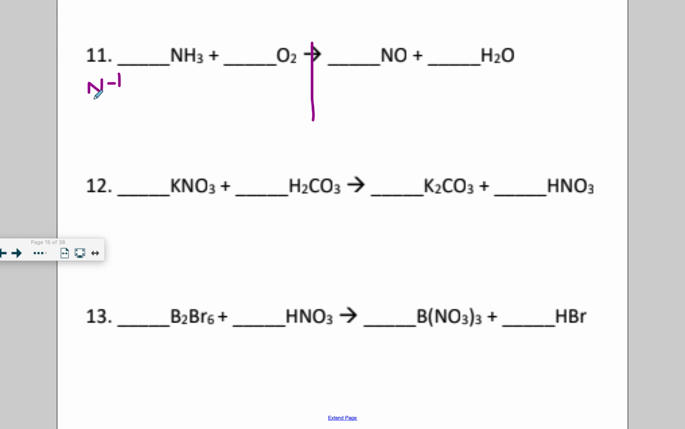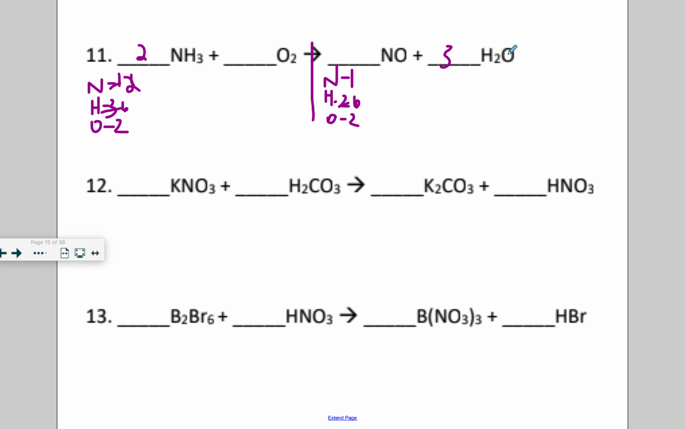So 11, we have 1 nitrogen, 3 hydrogens, and 2 oxygens. And then over here, 1, 2, and 2. I focused in on the hydrogens because I have that odd even. So if I stick a 2 here, I get the 6. That also changes my nitrogens, so I have 2 nitrogens. I put a 3 here to get the 6.